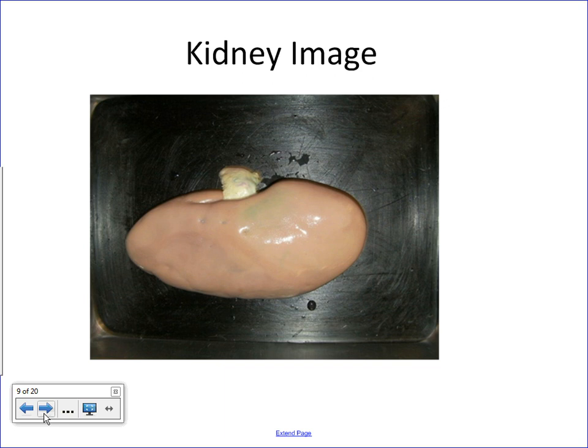Now when you're looking at a kidney, kidneys have a convex curve and an inward concave curve, as you can see here. The convex, or outwardly curved aspect of the kidney, always faces the lateral aspect of the abdominal cavity, whereas the concave, the inwardly curved part of the kidney, always faces medially, towards the middle of the abdomen.